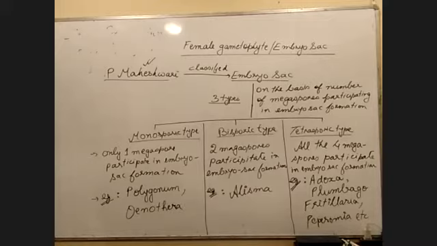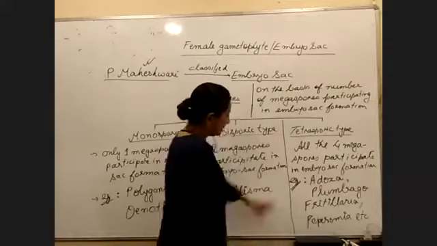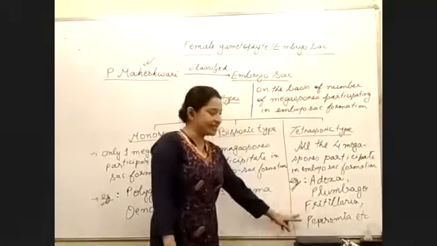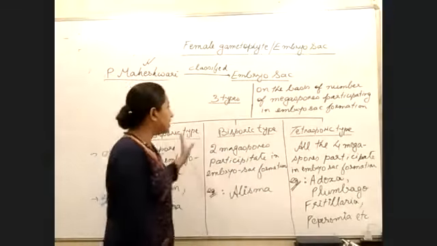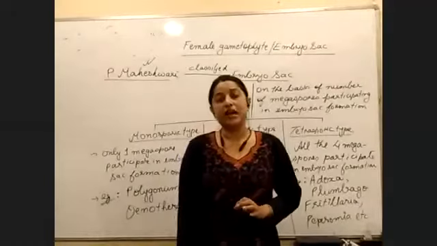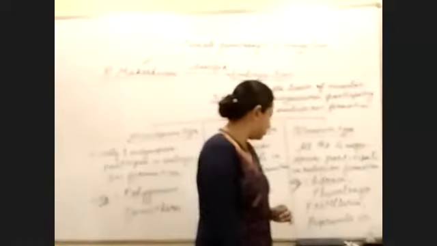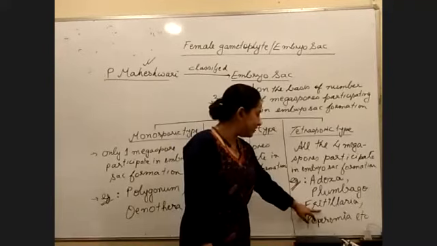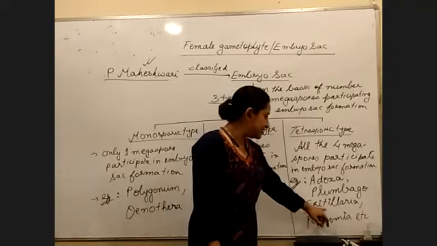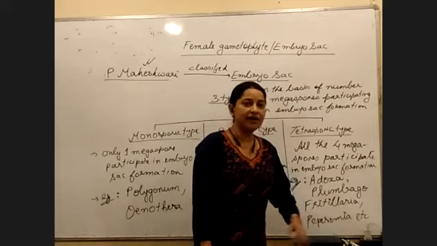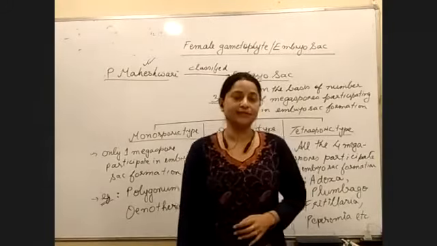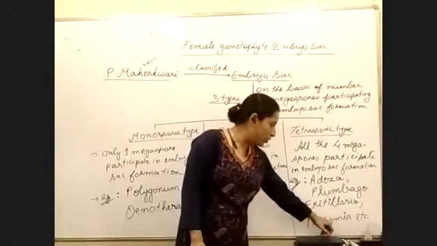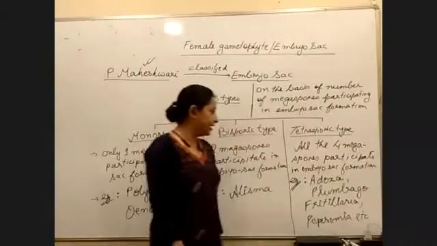The section of examples is important. Polygonum, Oenothera and Alisma are the examples, and out of these, maximum questions have been asked. Talking about these three types, for example, what is written? The second is Fritillaria, and the last is Peperomia.